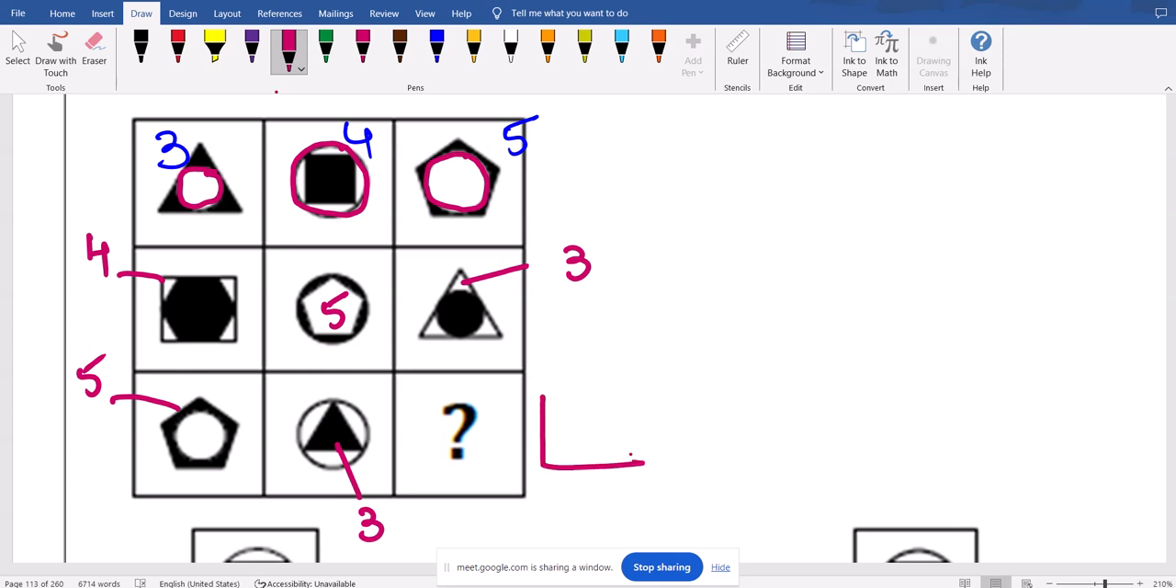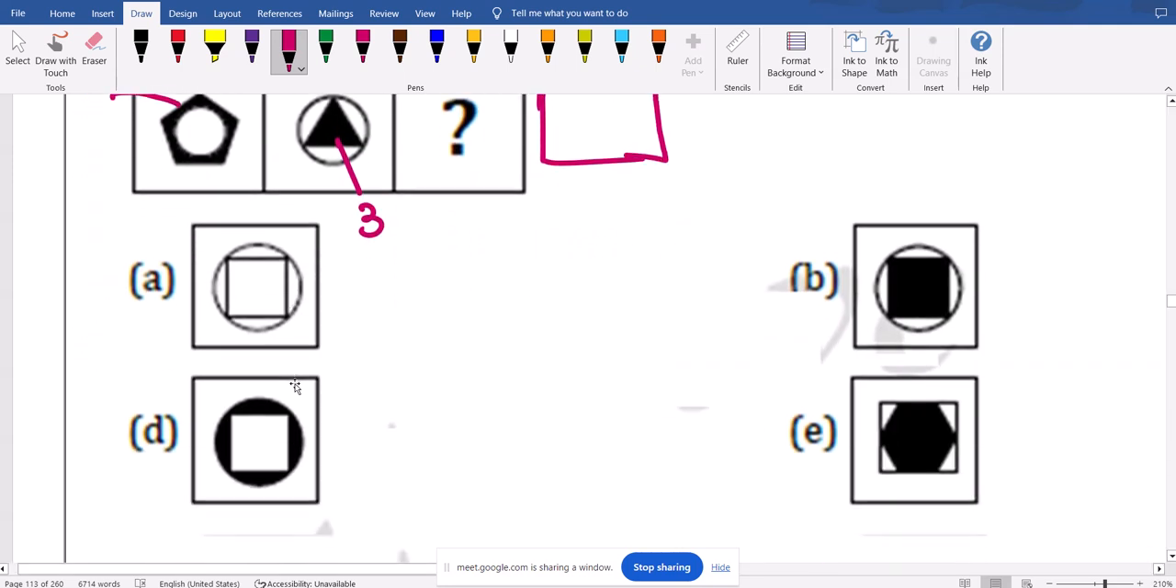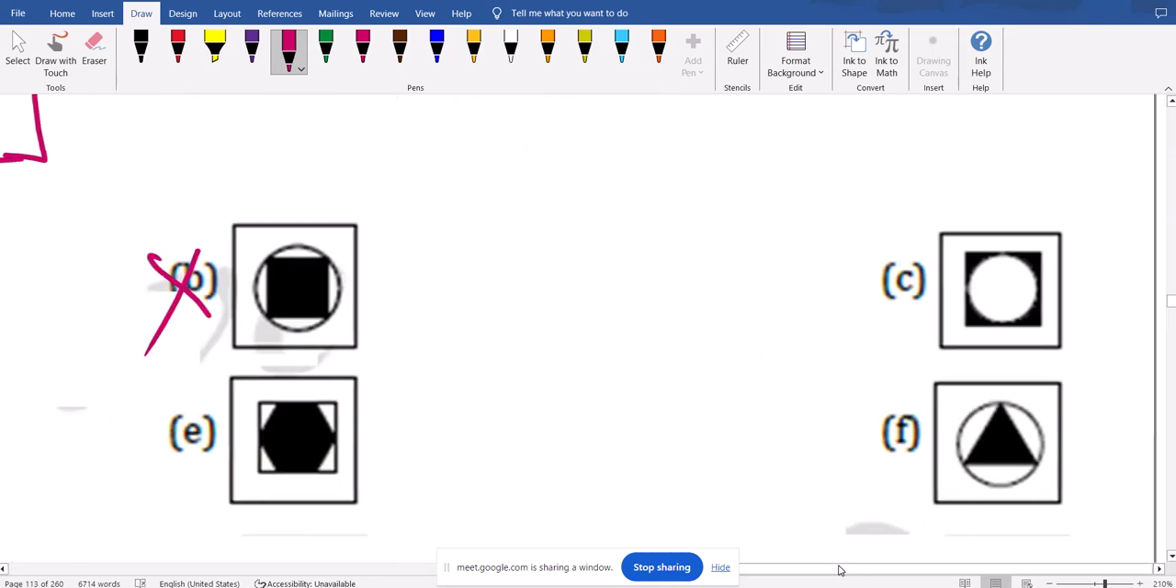So we need a square outside, and that should be shaded. Inside one should be unshaded. Square should be outside. It's available in E so far. We have to check is there any other option. C also. Okay.